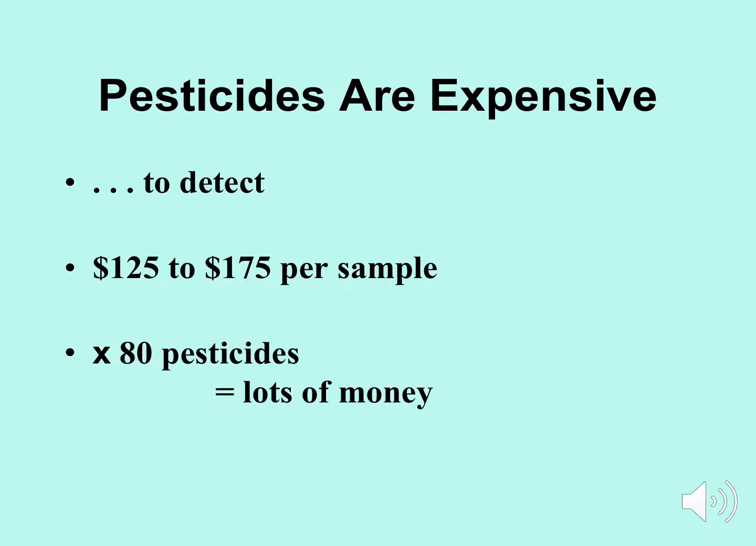huge amount of money. Conversely, if you're looking at nitrate as an indicator, you're talking about $10 to $12 per sample. If nitrate's there, then that's when we probably start looking for the most leachable pesticides. If nitrate's not there, the odds are that your groundwater's in pretty good shape.